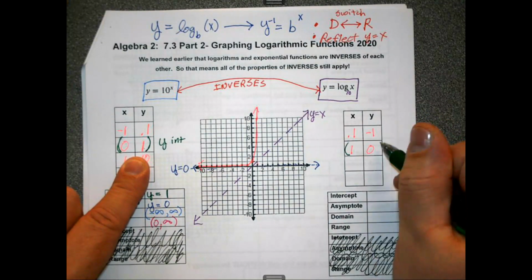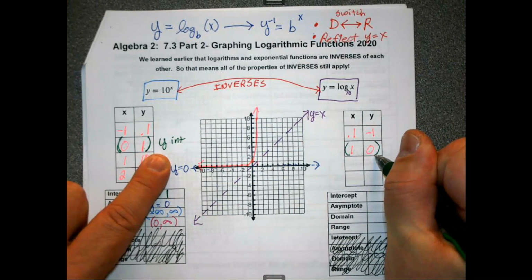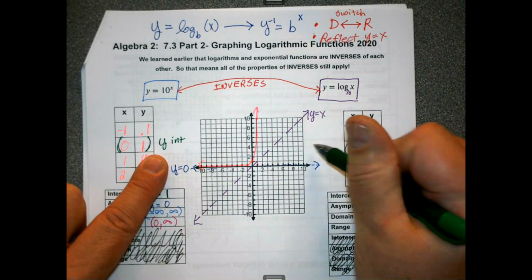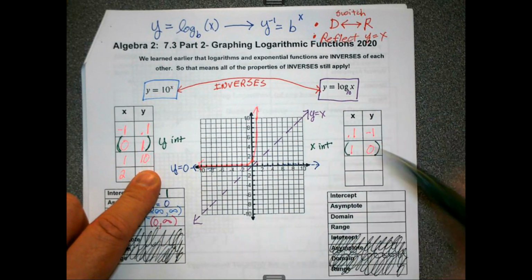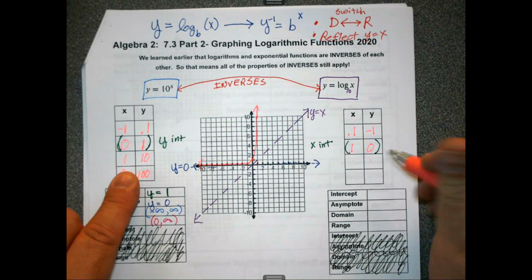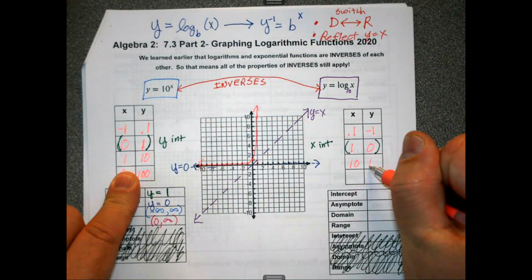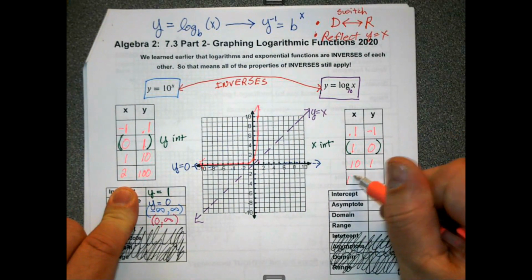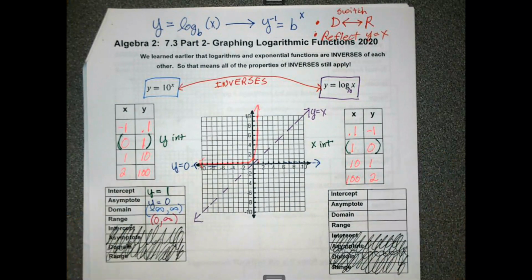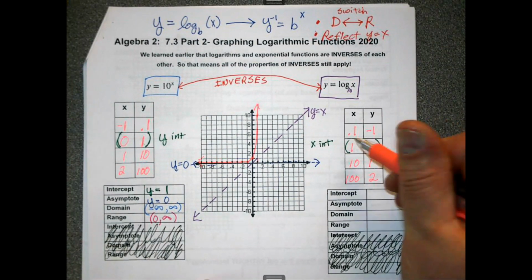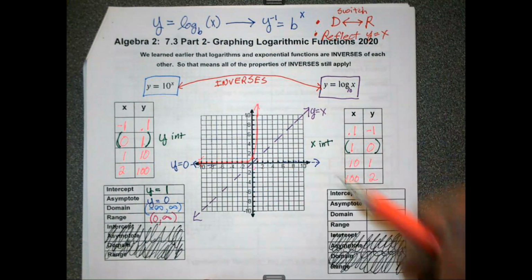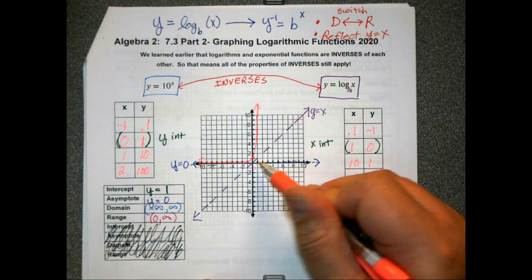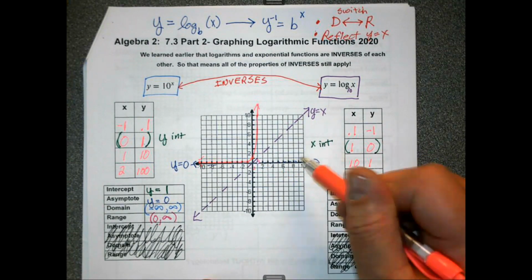By the way, what's this point? Yes, it is 1, 0. If this was the y-intercept, what do you think this is? Yeah, x-intercept, right? Okay, so 1, 10 becomes 10, 1, and 2, 100 becomes 100, 2. So we can go ahead and plot these points. Point 1, -1, 1, comma 0, 10, comma 1.